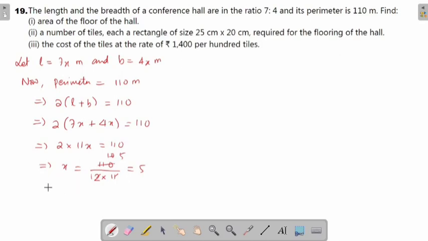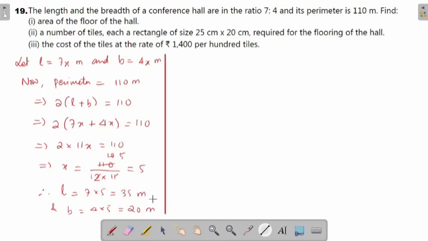Okay, so therefore your length will be 7x, that is 7 into 5, which is 35 meter, and your breadth becomes 4x, that is 4 into 5, which is 20 meter. Okay, so we got length and breadth. Now question is asking you to, number 1, find the area, right? So area of the floor becomes, so let's see what will be the area of the hall, right?